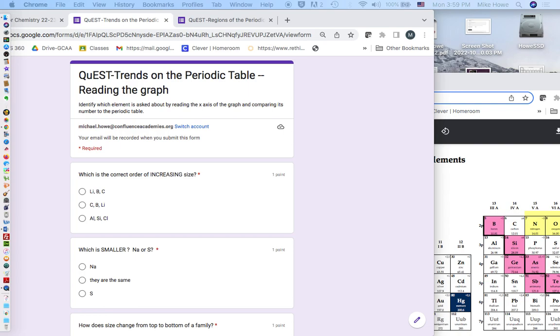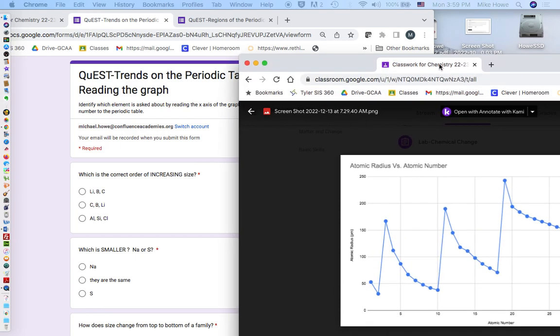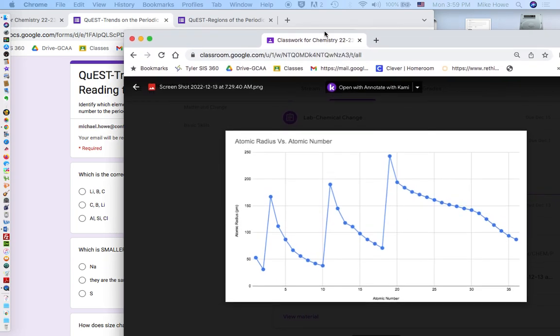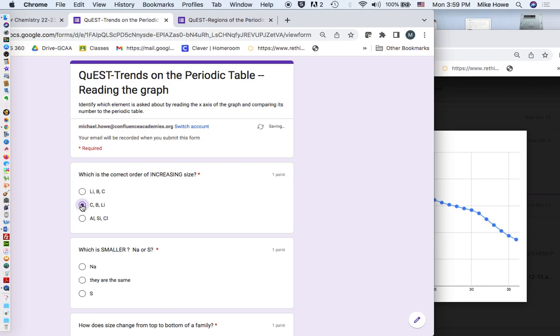By the way, this is in a section of Google Classroom that says periodicity test supplemental material. So there's my graph again. So carbon was 6, boron was 5, lithium was 3. So here's 6, 5, 3. Notice how they're getting bigger as you go to the left.